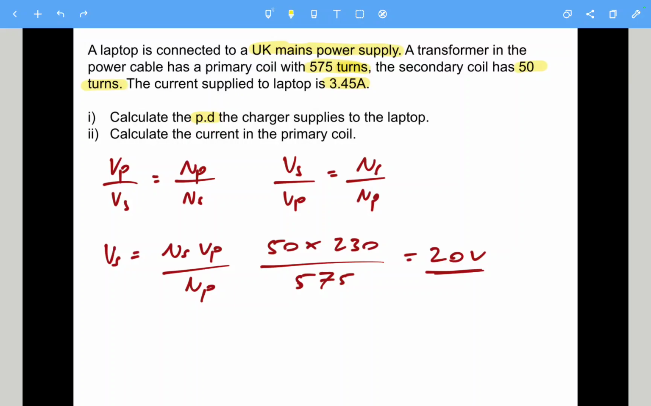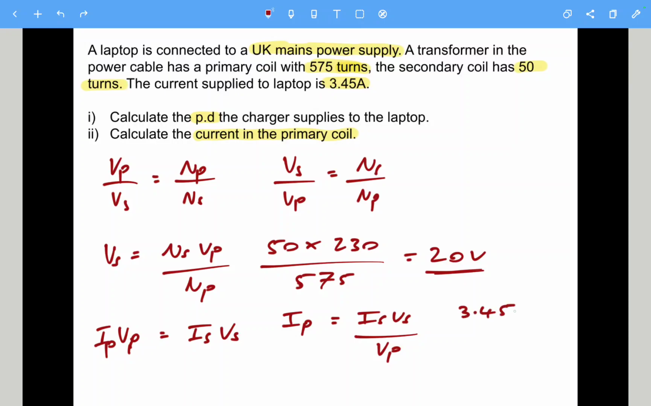Now we can calculate the current in the primary coil. So current primary times voltage primary equals current on the secondary times voltage on the secondary. So current primary, to get that on its own, to make it the subject, we need to divide by VP on the left hand side because they're multiplied. So current primary equals current secondary times voltage secondary divided by voltage primary. So the current on the secondary coil is 3.45 amps times voltage secondary, which we calculated to be 20 volts, divided by voltage on the primary, UK mains 230.